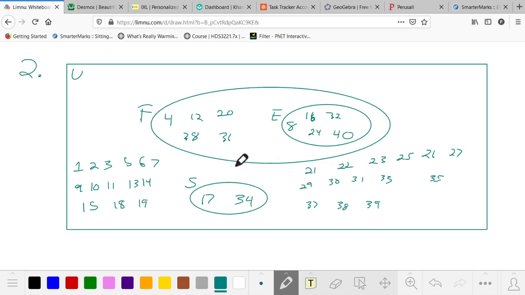So part B, list the disjoint sets if there are any. S is disjoint with E and F.